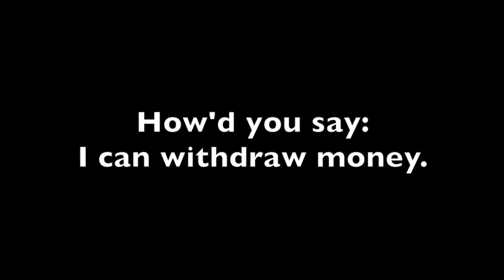How would you say I can withdraw money? Ich kann Geld abheben. You see, now we're using two verbs. Ich kann, I can. And abheben is the second verb used in the infinitive and also kicked to the end, because now we have two verbs and the second verb is kicked to the end. Ich kann Geld abheben.